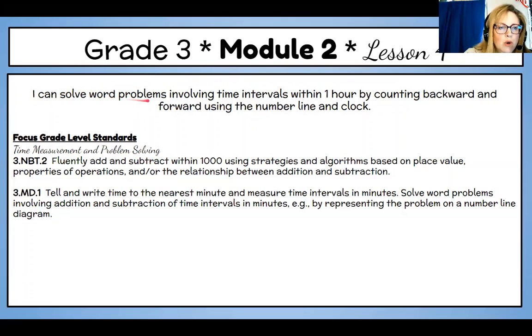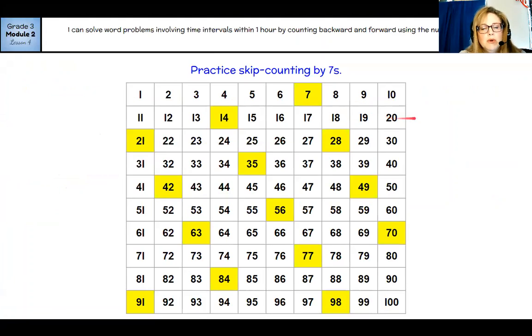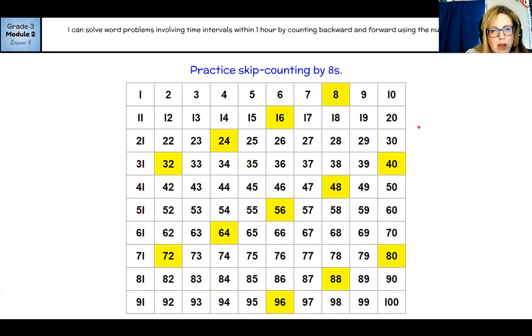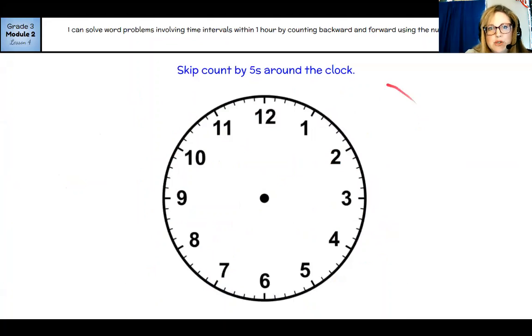I can solve word problems involving time intervals within 1 hour by counting backward and forward using the number line and clock. Here are our standards: 3.MD.2, fluently add and subtract within 1,000, and 3.MD.1, tell and write time to the nearest minute. So remember, you should be practicing skip counting by sevens, and by eights, and by nines, and fives too, especially since we're doing time. So let's do that right now.